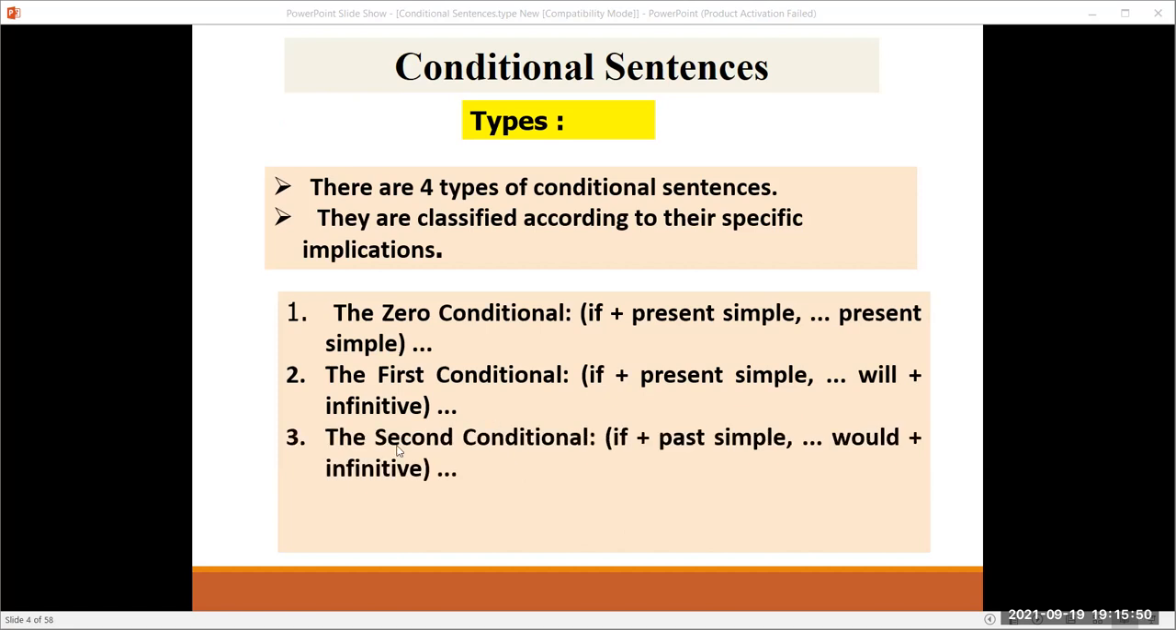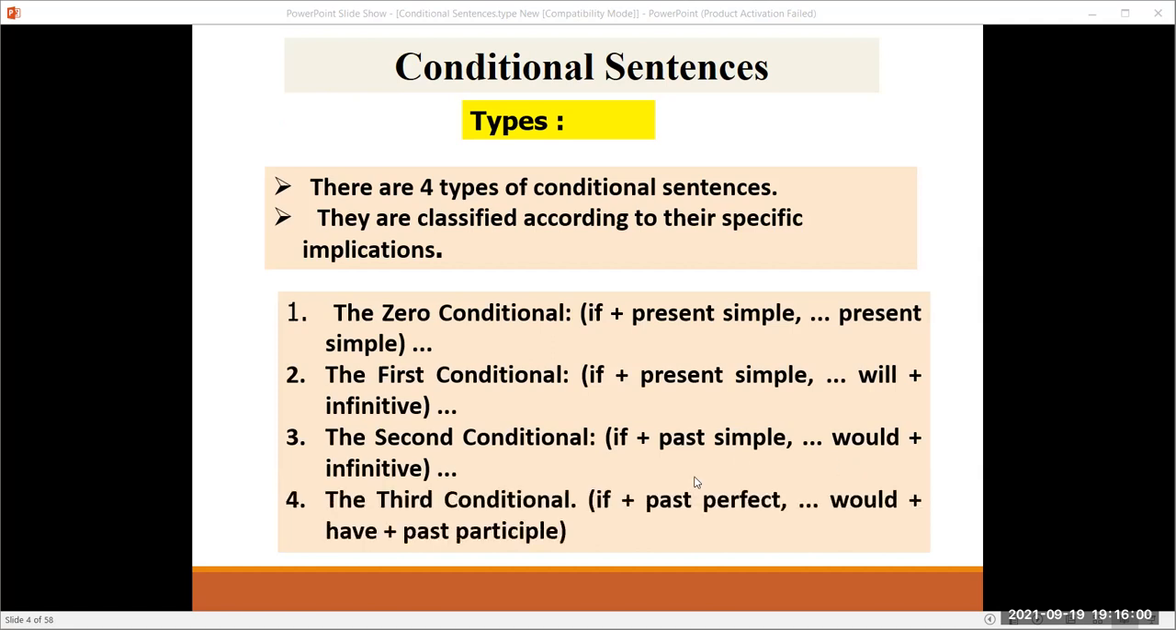Third category, that's called the second conditional. Here we got if plus past simple tense, and the main clause there will be would plus infinitive. And finally, in the fourth conditional sentence type, which we call the third conditional, in the if clause we have past perfect, and in the main clause we have to use would plus have plus past participle. That is the third form of the verb.